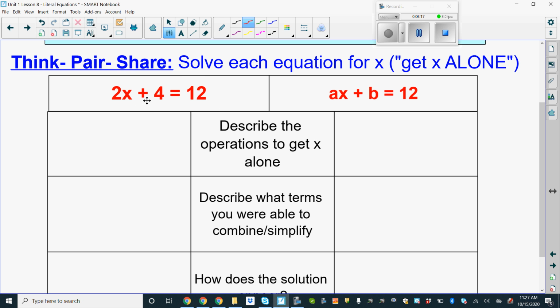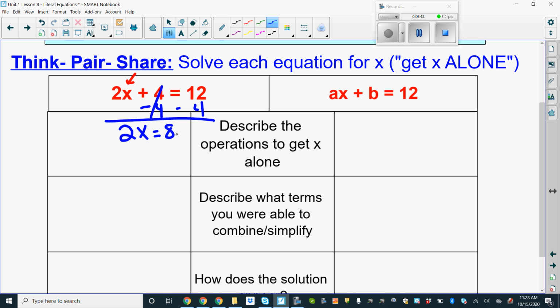So if we had 2x plus 4 equals 12, our first step is always to move whatever's being added or subtracted to the variable we are solving for away first. So I'm solving for this x. So I want to move this 4 over by subtracting 4 and subtracting 4. So we get now 2x, and we can actually do 12 minus 4 because they're like terms and get 8.